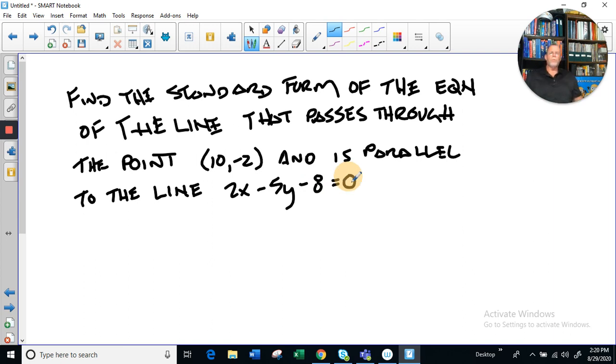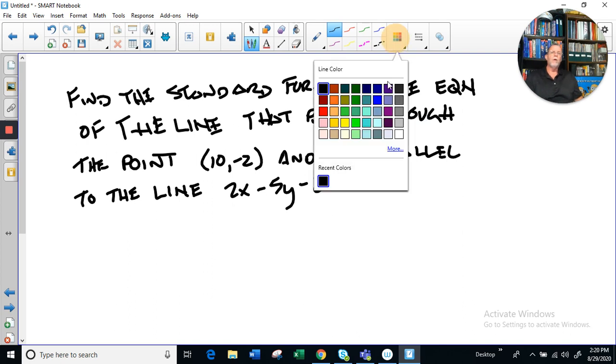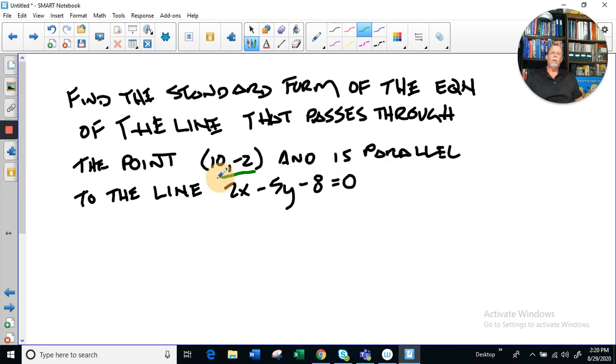All right, so this brings up our situation where we want the standard form of the equation of a line, so our end result should be in ax plus by plus c equals 0. That's what the first part of the sentence tells us. And it says it passes through the point 10, negative 2. So we have our point, right? Looking at just gathering information right now, this is our x sub 1, y sub 1, if we go back to what we were doing before.